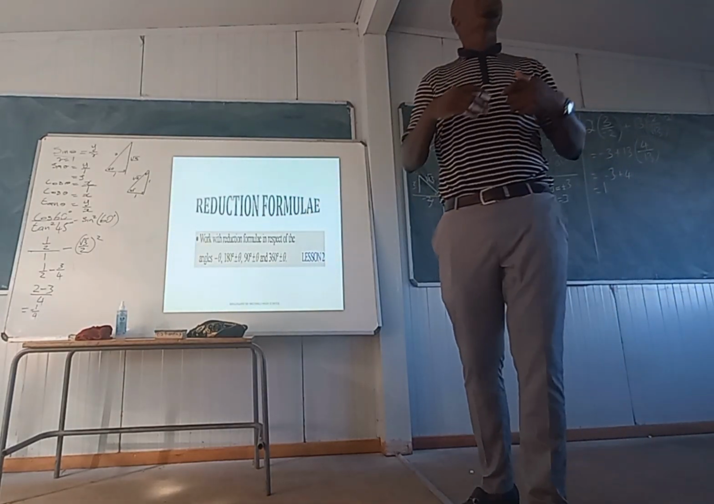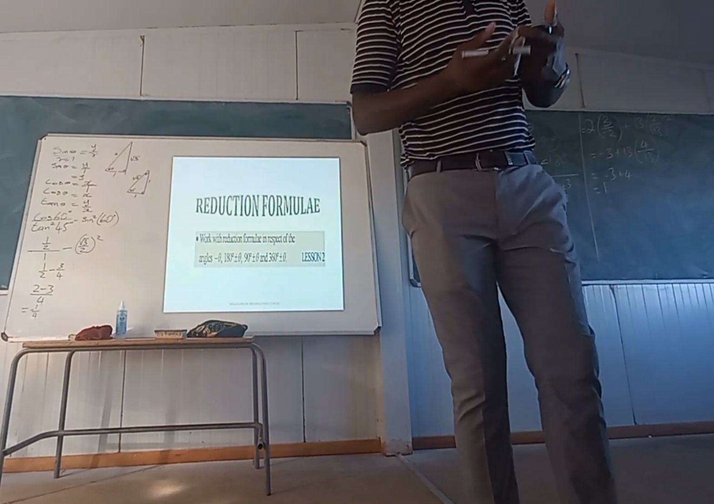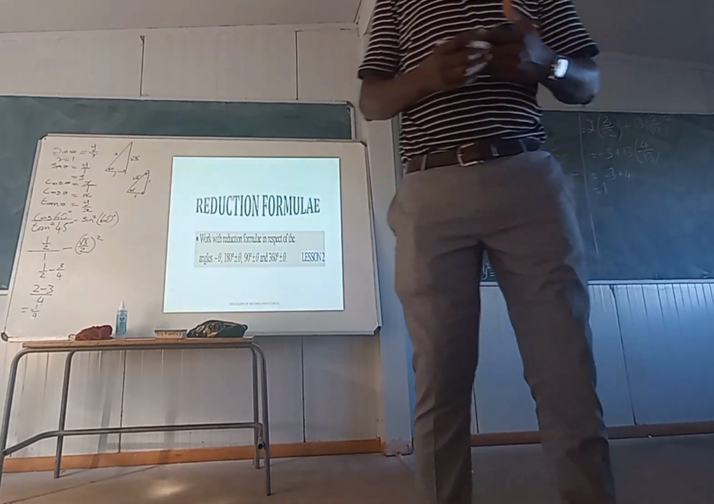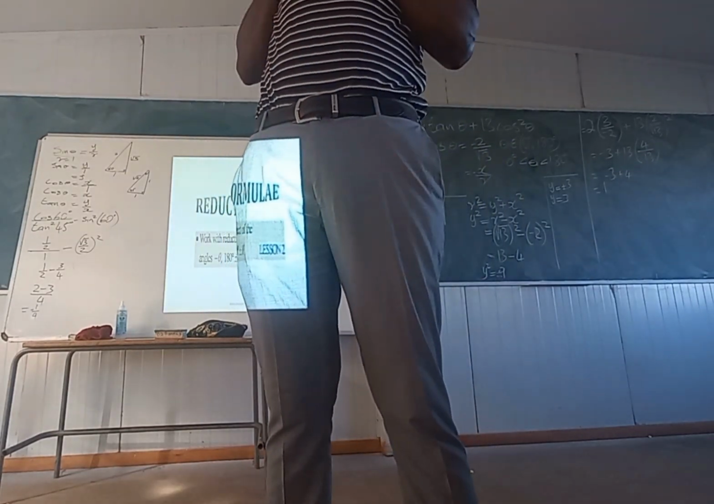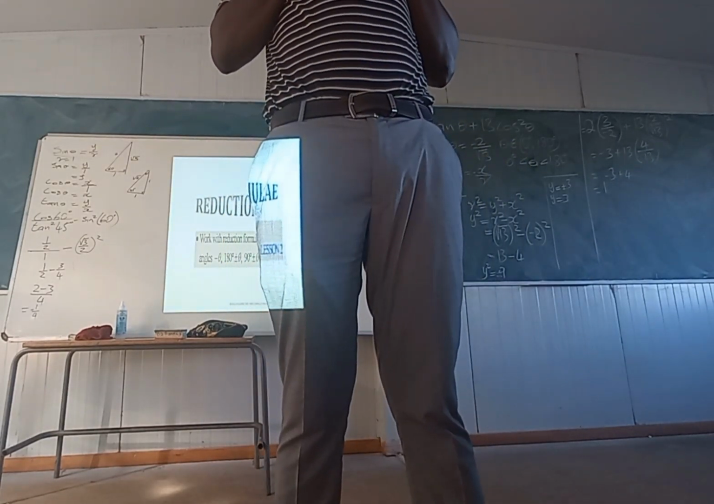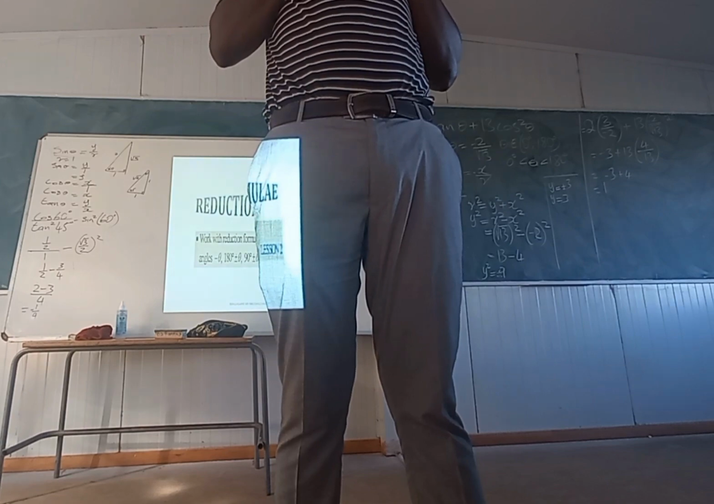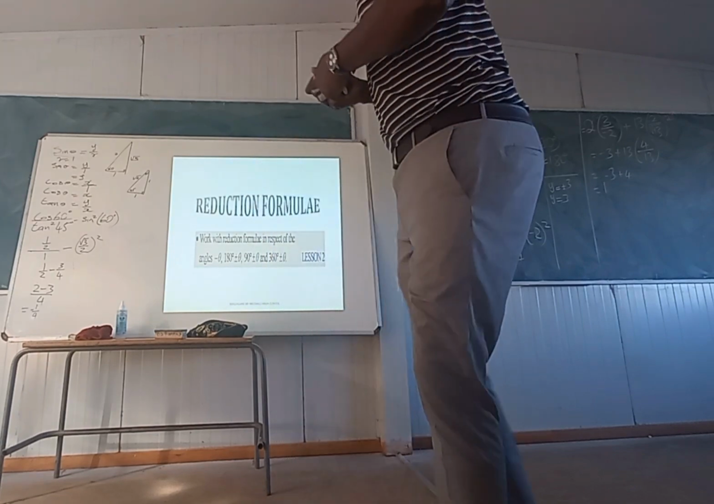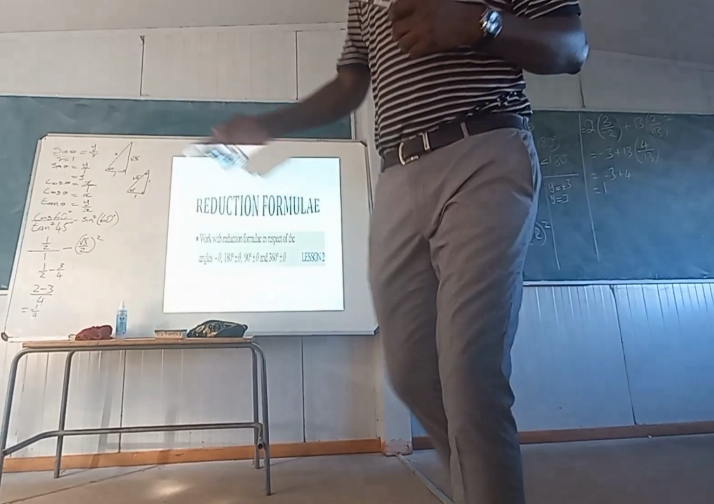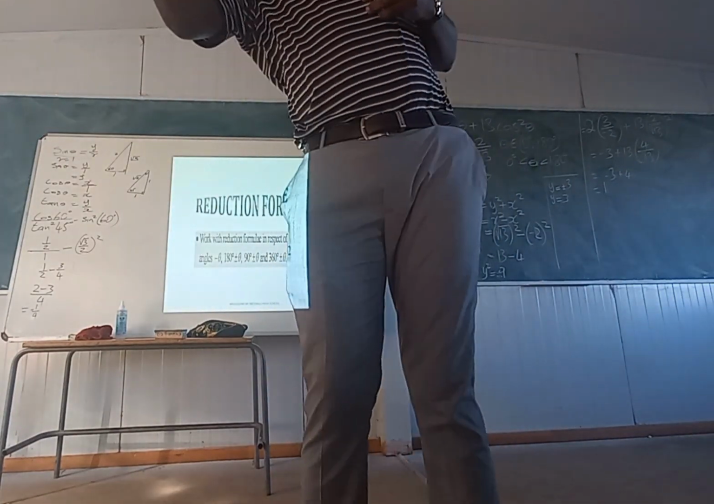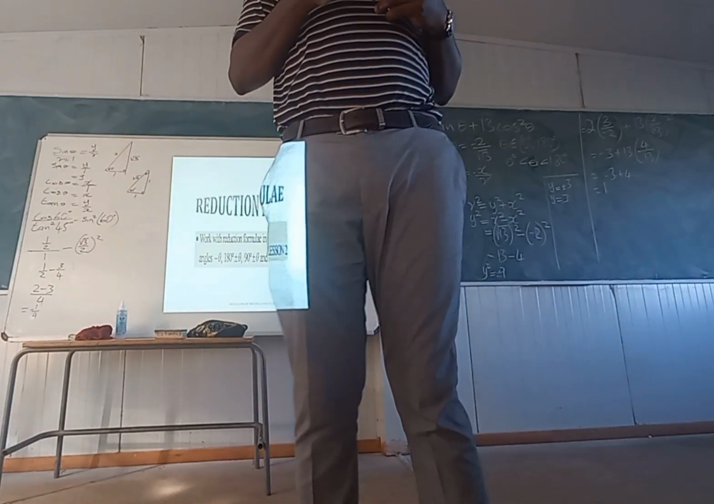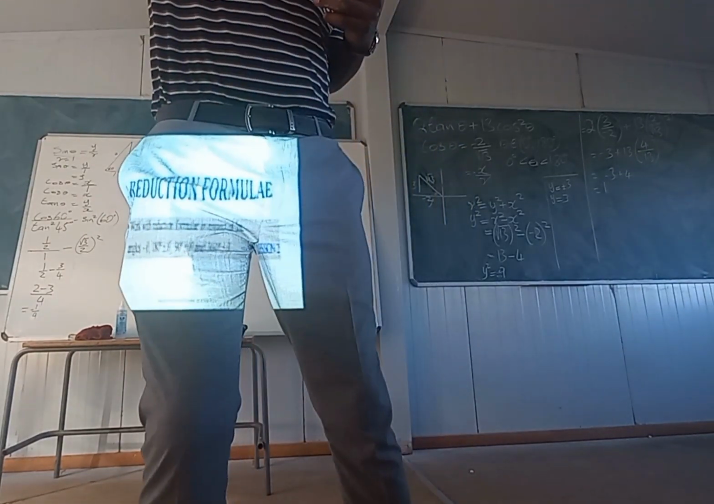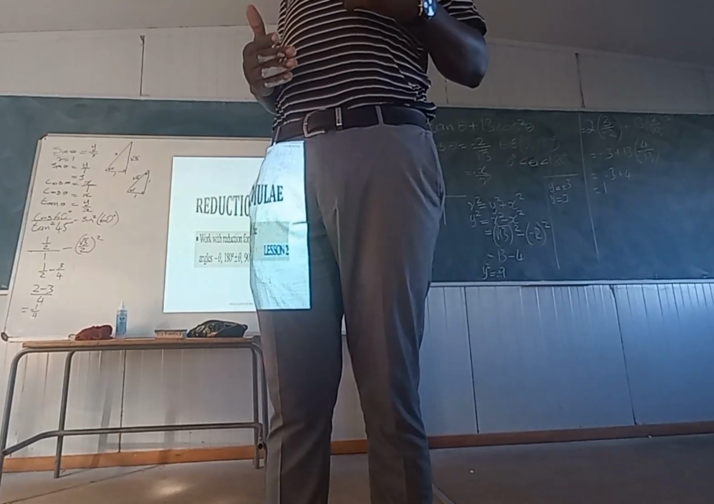We're introducing what we call the reduction formula. Reduction formula is used to reduce a bigger angle into a smaller angle, looking at the quadrant. Like angle 390 is the same as angle 30. So 390, we reduce it to 30.